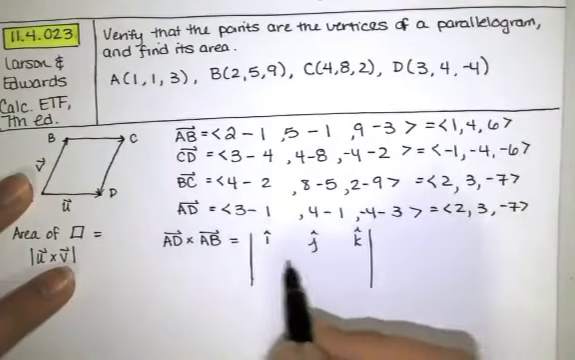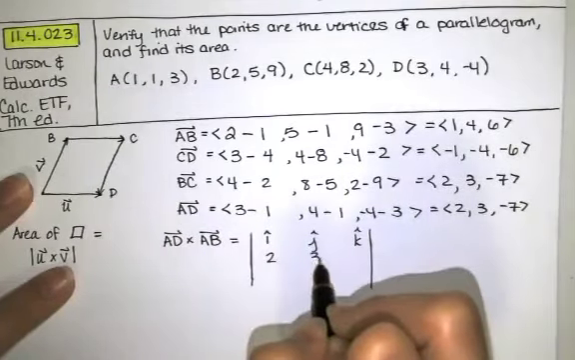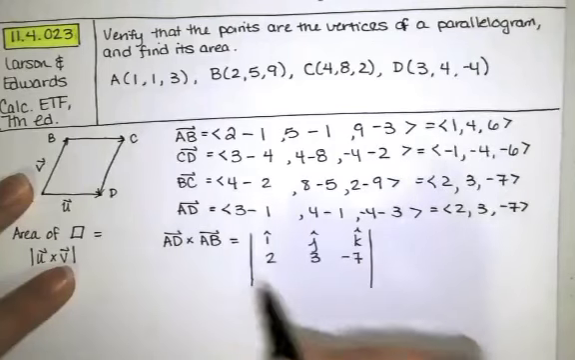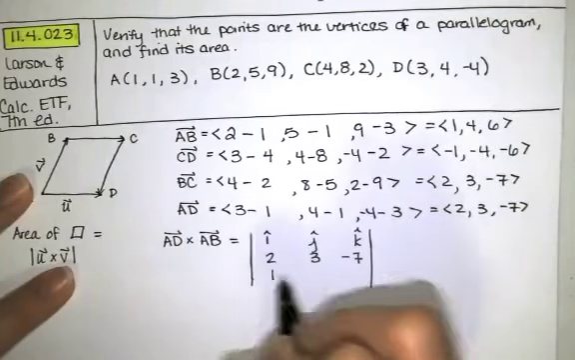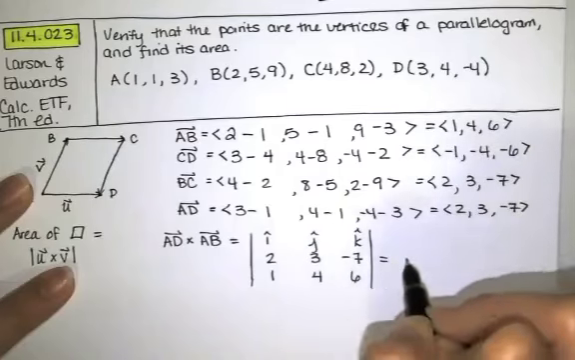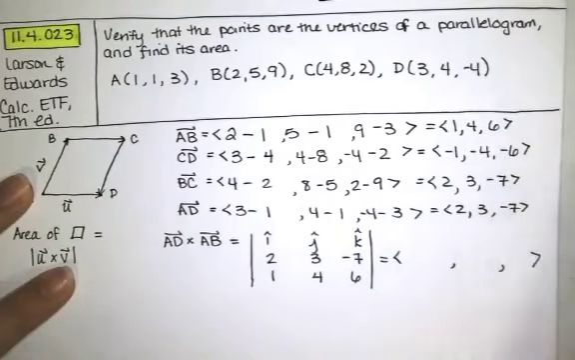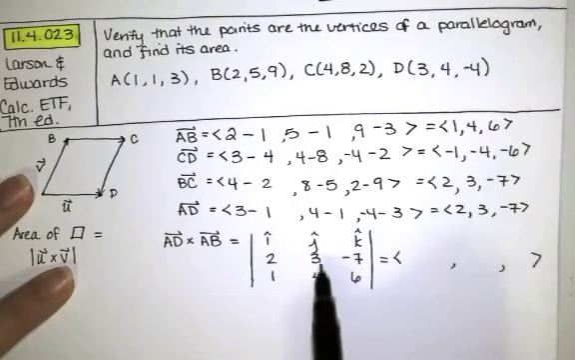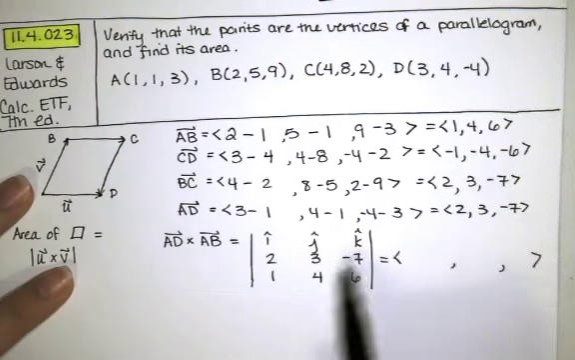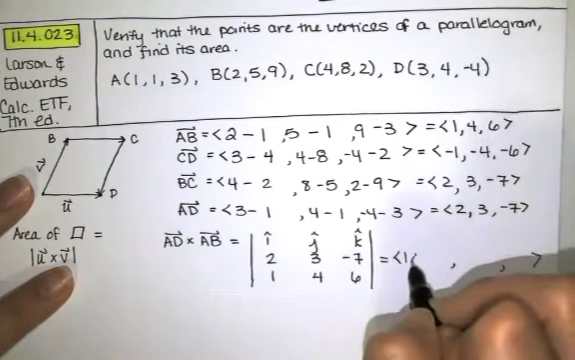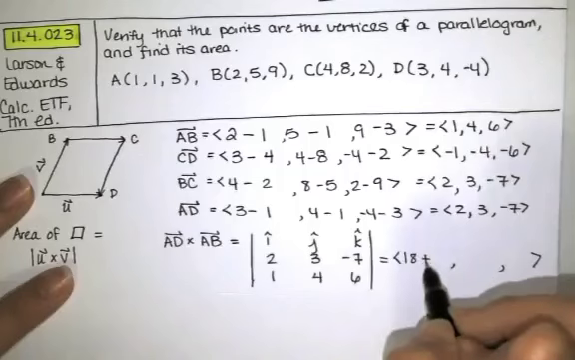So the components of AD go here. So it's 2, 3, and -7. The components of AB go here. Those are 1, 4, and 6. So we cross out this row and this column. Then we do this times this, so it's 18. And then we multiply across this diagonal. That's going to be -28. And then we subtract. So we have 18 minus a -28.